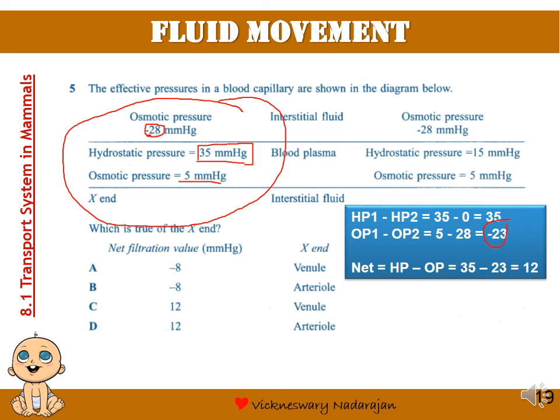Now to find the net pressure, we just have to calculate the difference between the net HP and net OP, once again ignoring the negative value. So 35 minus 23 gives you 12. The final answer here is positive, meaning that filtration occurred. So if it is 12 and filtration occurs, it has to be at the arteriole.